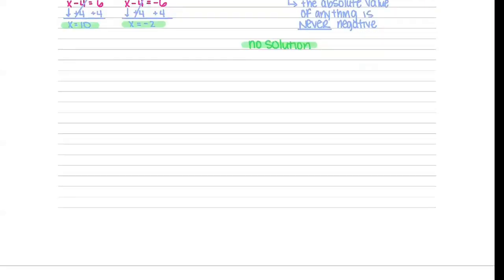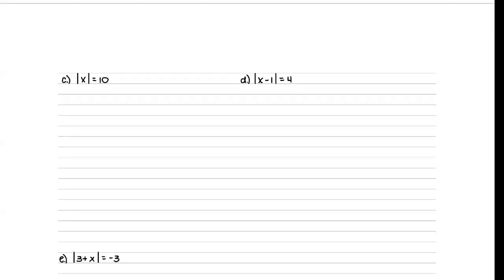For C, we have the absolute value of x is equal to 10. So we have the absolute value by itself. It's equal to a positive number. We're good to go. We can separate this into two equations, getting rid of the absolute value bars, taking it as x is equal to 10, and x is equal to the opposite of 10, so that's negative 10. x is by itself, so these are our solutions.